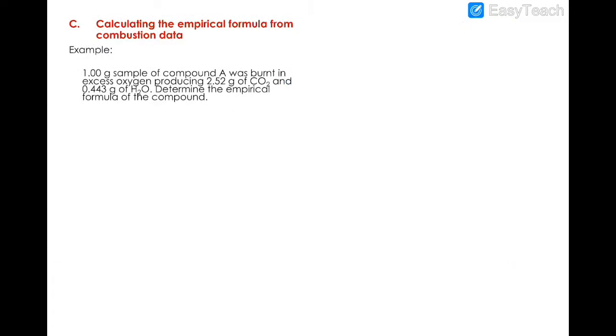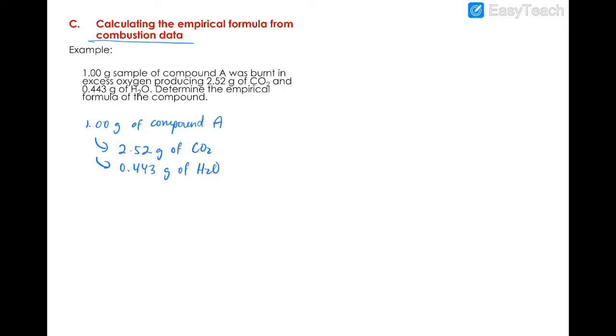Okay, so now let's have a look at the last example, which is to calculate the empirical formula from combustion data. Okay, so let's try to extract out information yang ada dahulu. So, given to you that you have 1 gram of compound A. Okay, and compound A ni pula, it is burned in excess oxygen, producing 2.52 gram of CO2 and also 0.443 gram of H2O. Okay, so you need to determine the empirical formula of the compound.